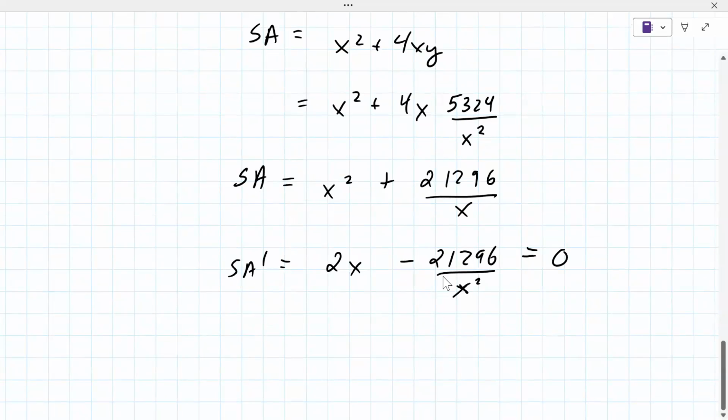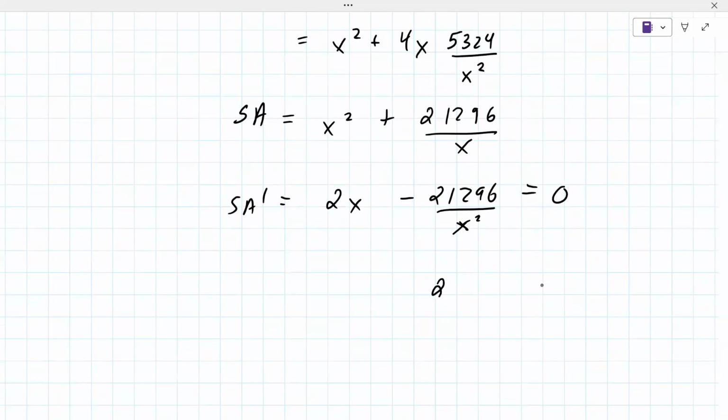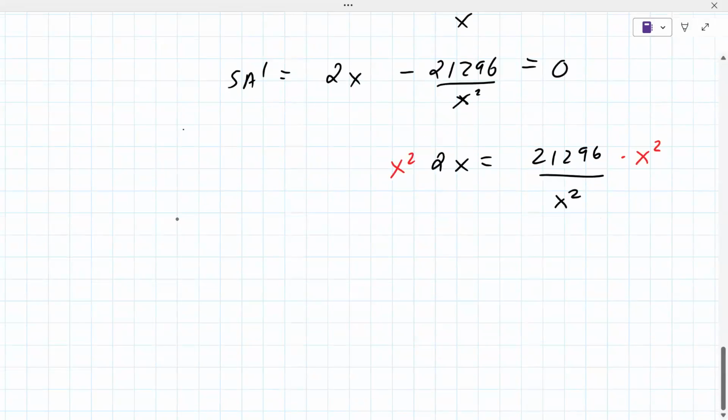So to do that, we're going to move this term to the right. 2x equals 21296 over x squared. We're going to clear out that bottom by multiplying both sides by x squared. So you end up getting 2x cubed equals 21296. Divide by 2.